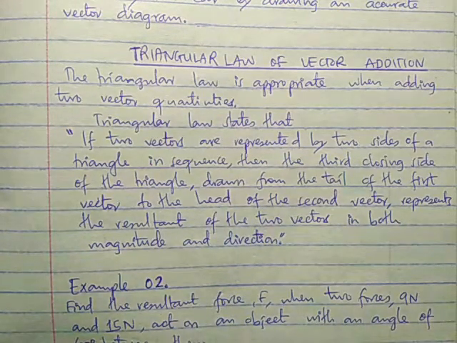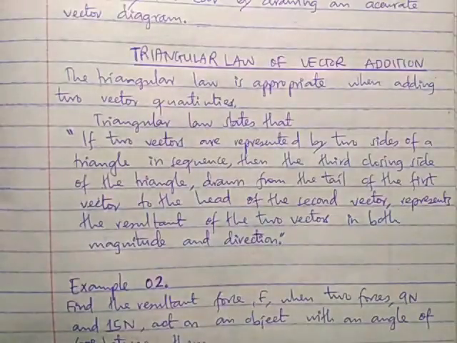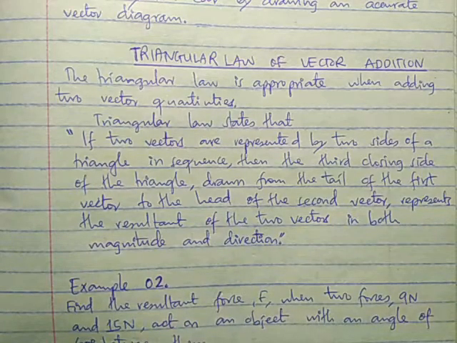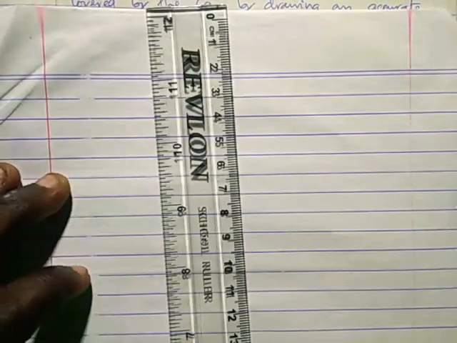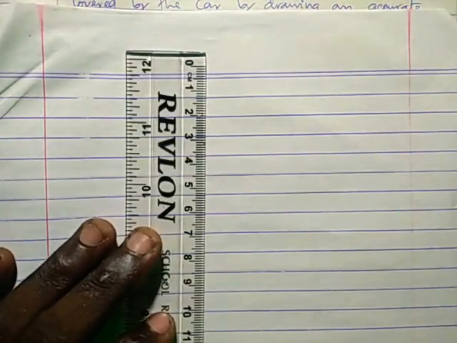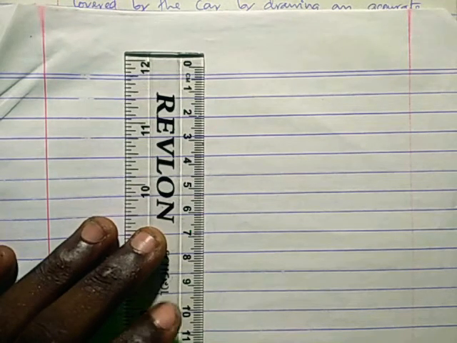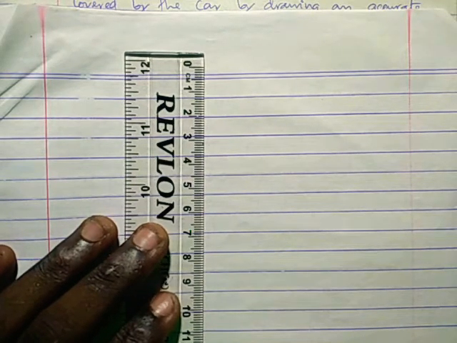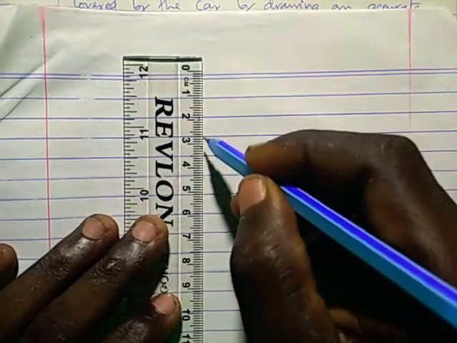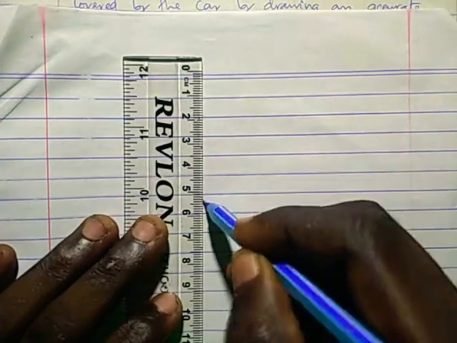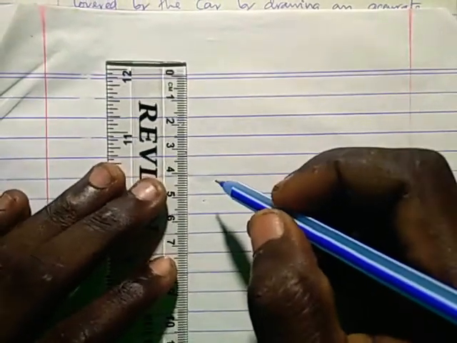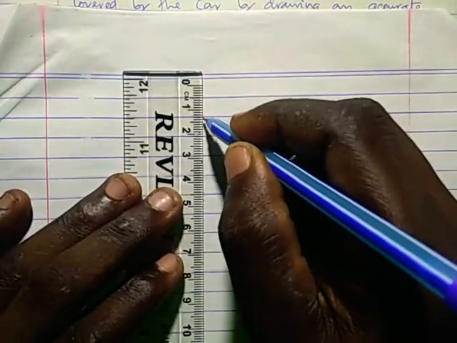So from our law, which is the triangular law, if we want to draw an illustration of what is explained in the triangular law, we will say that if 2 vectors are represented by 2 adjacent sides of the triangle, let's say we have the first vector here.